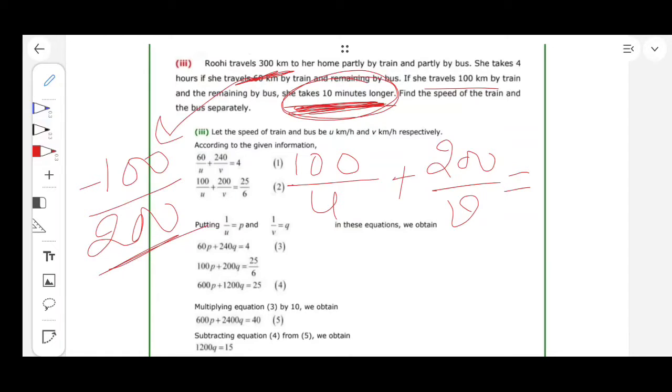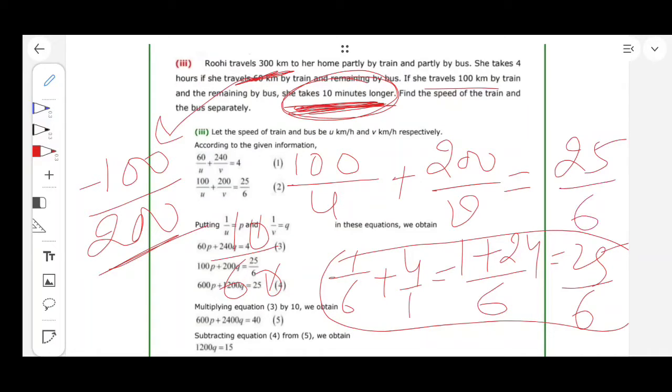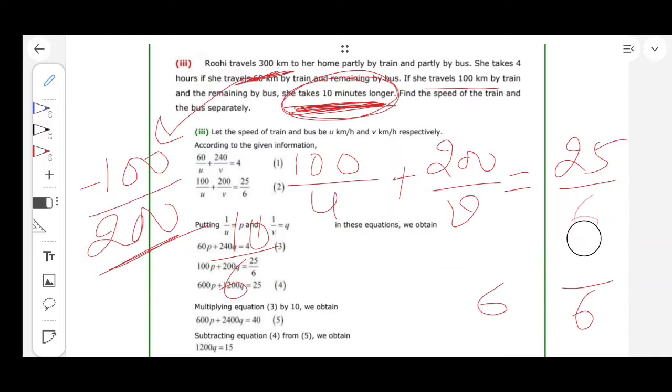We convert the minutes into hours by dividing by 60, so this is 1 upon 6. 1 upon 6 plus 4, taking LCM, we get 1 plus 24, or 25 upon 6. So this one is the time period: 25 upon 6. Clear? So this is equation number 2. I am writing it again. This one is equation number 2.